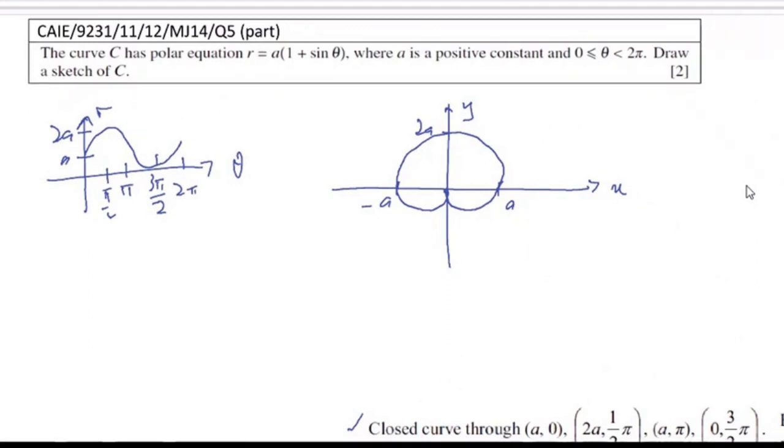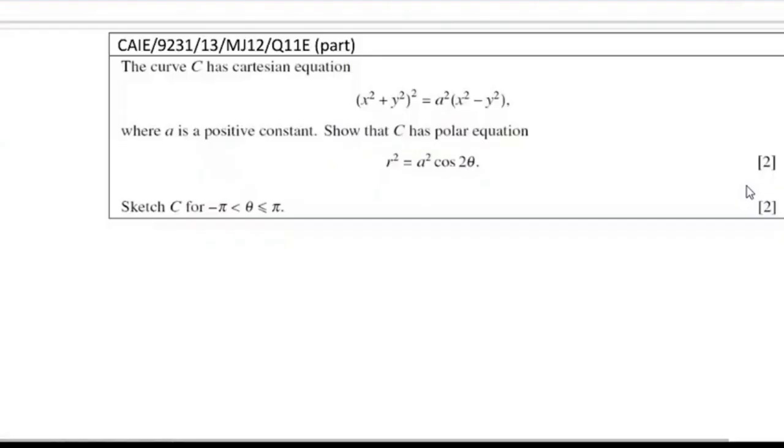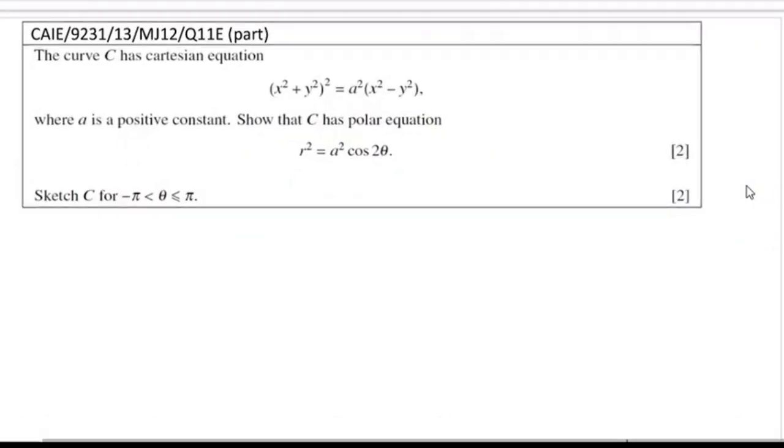So if we look at the other examples here, this is the other example that we have got. We skip the first part, where they ask us to show the polar equation. And in the second part, we want to draw the sketch. This is from negative pi to pi there.